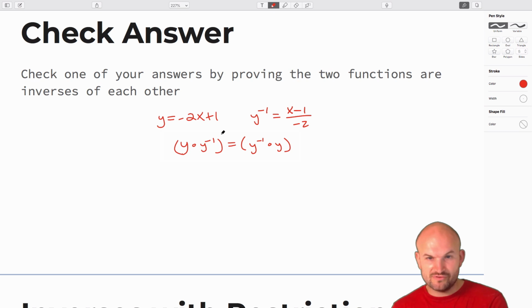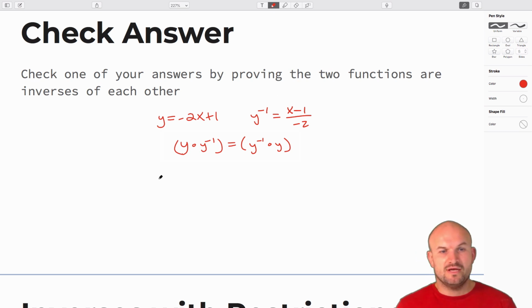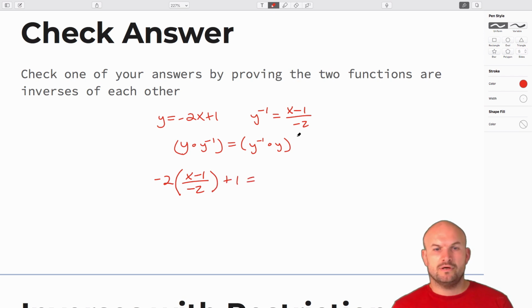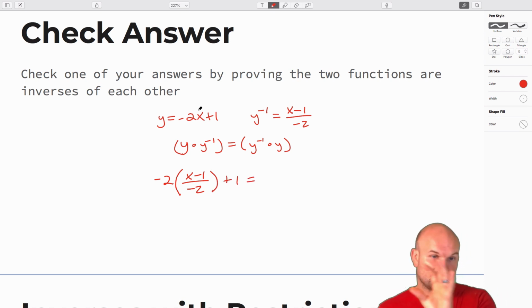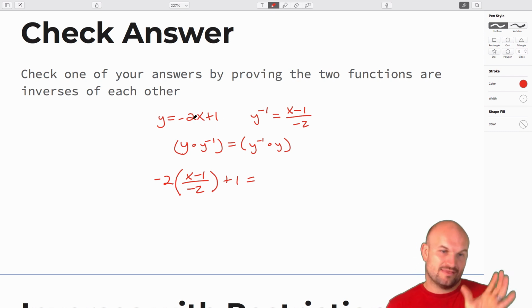So if I take the inverse and plug it into that equation, that'd be -2 times big parentheses. All right, so that's taking the inverse function and plugging it into there. Now let's take this equation and plug it into the inverse function.